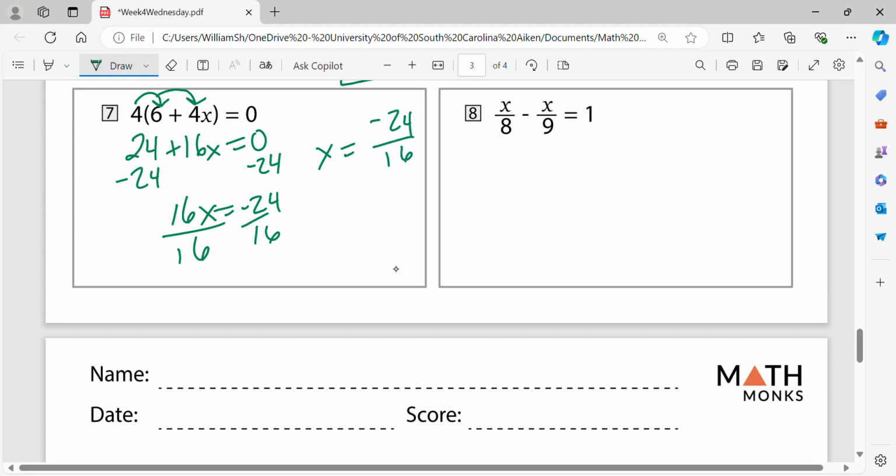Now, 4 goes into both of these. Technically, 8 goes into both of these. So if I simplify this by a factor of 8, it gives me negative 3 over 2 as my final answer. Okay. Now, that's perfectly fine. That's a perfectly valid way to do it.